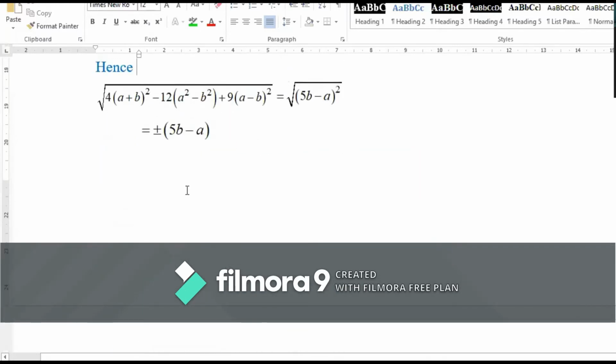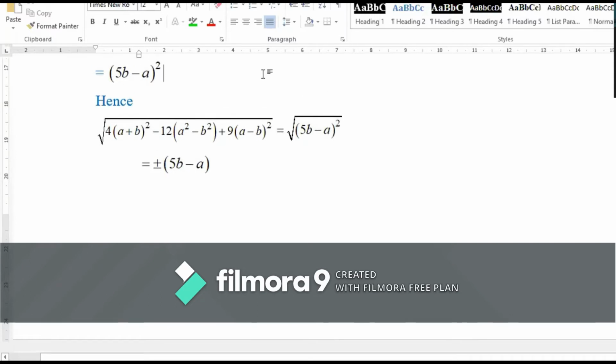So at the end of the question, once again you have to rewrite the whole statement of the question with a radical sign over it, and then you equate this term to the whole square that you just factorized above. Then the radical sign and the square will cancel, you will place a plus minus sign, and 5b minus a is the answer, that is the square root of this whole expression.